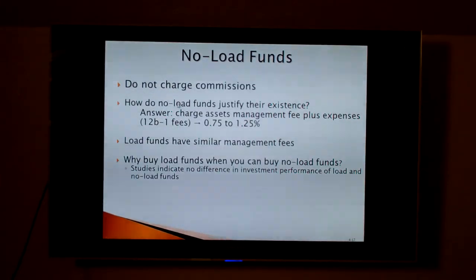No load funds do not charge commissions. How do load funds justify their existence? They charge consistent 12b-1 fees. Load funds have similar management fees as well. Why buy load funds when you can buy no load funds? Studies indicate no difference in investment performance of load and no load funds.